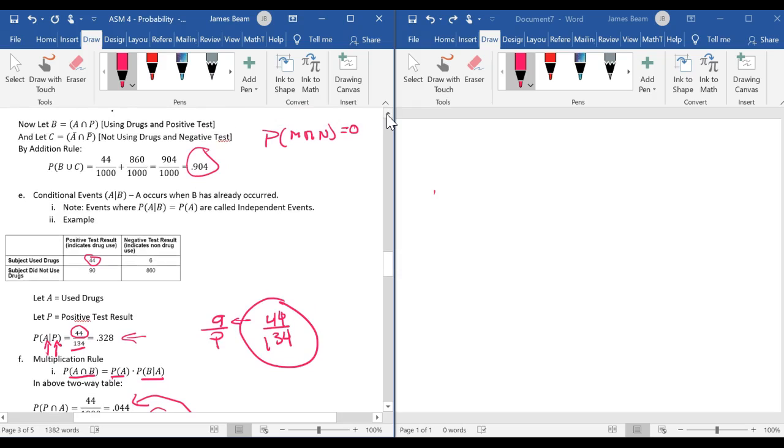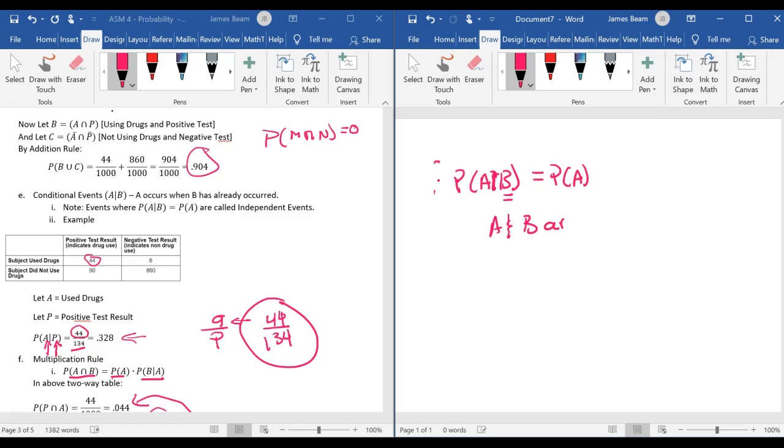If the conditional probability of something, so like A given B, is the same as the probability of A, right? So it doesn't matter whether or not B has occurred. The probability of A is going to be the same. Then we say that A and B are independent, right? So this is different from mutually exclusive, right? Mutually exclusive is that the intersection is 0. Here, it's that the conditional probability is equal to the probability. These are not the same thing.